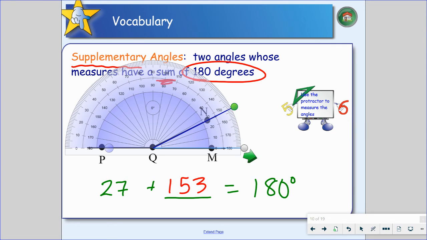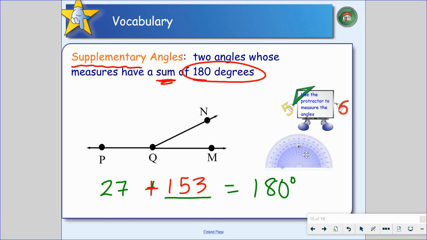If you guessed 153, you would be correct. Again, supplementary, add up the two measures, and they should have a sum of 180 degrees. So at this time, when you have a second, go ahead and pause, write in a definition, write in properties of supplementary angles.